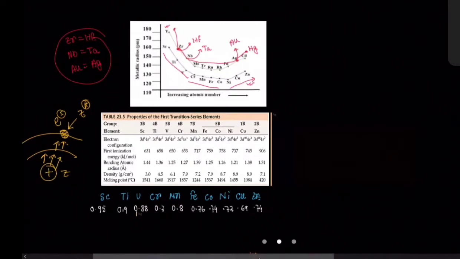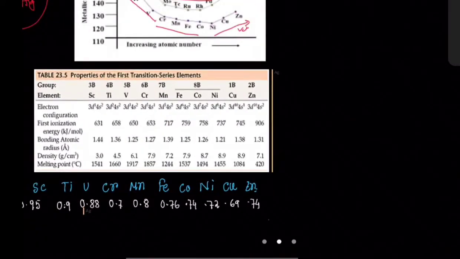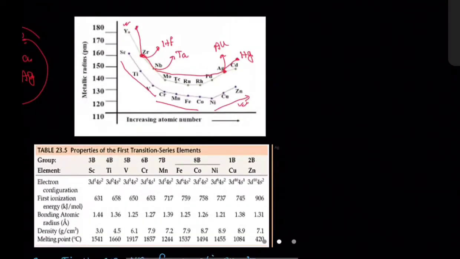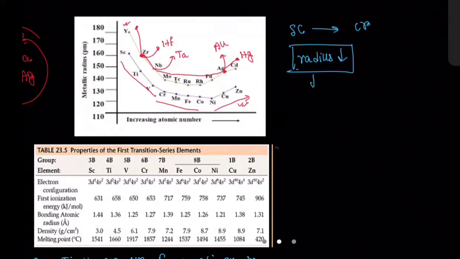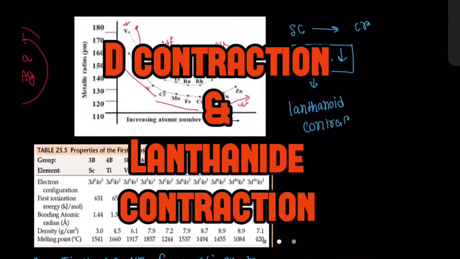Now let me show you how it is affecting the atomic radii. When you're moving from scandium to vanadium, chromium, the value is decreasing, which is completely understandable, which is what happens when you move from left to right in the periodic table. The radius decreases because of the higher nuclear charge when you move from left to right. But over here, the radius decreases more than the s-block elements because of the lanthanide contraction or d-contraction.